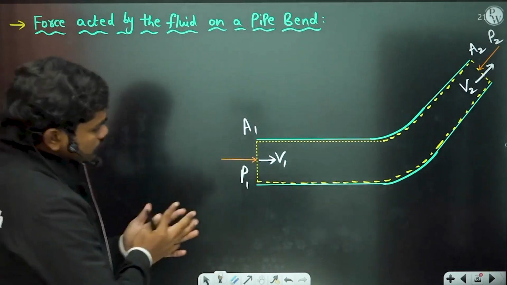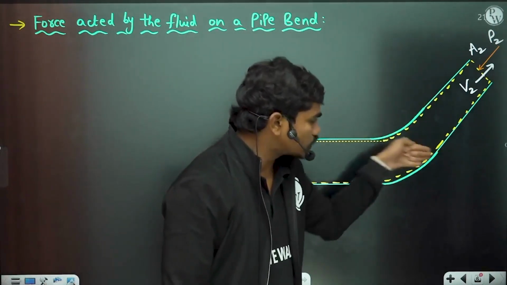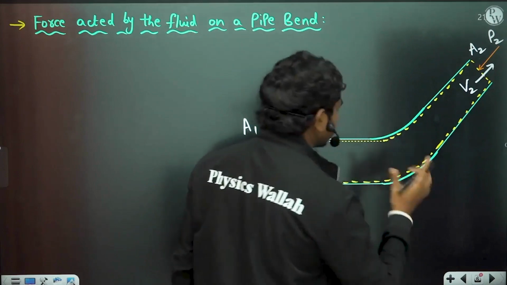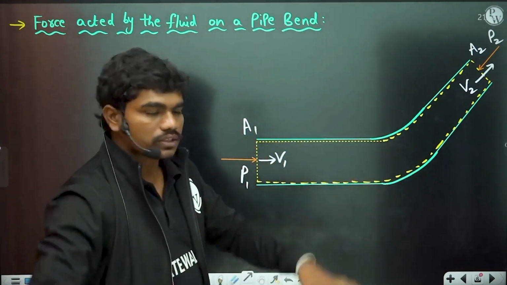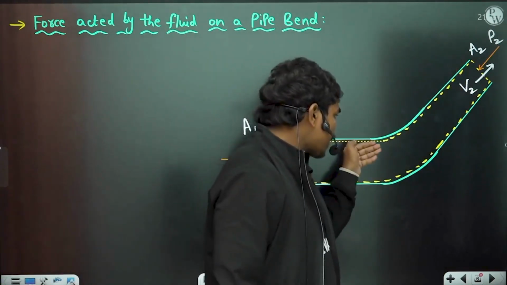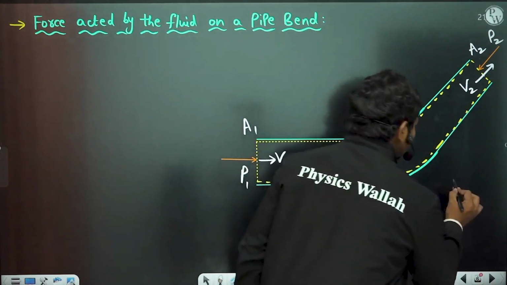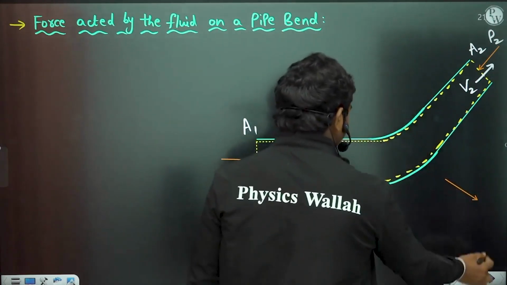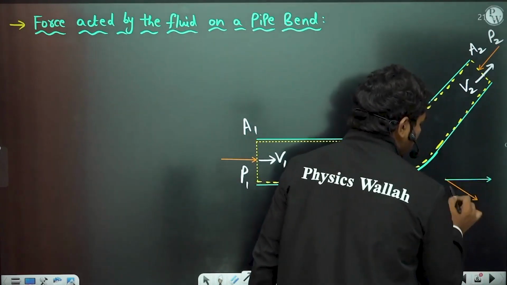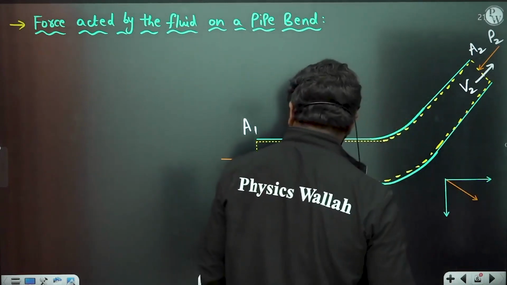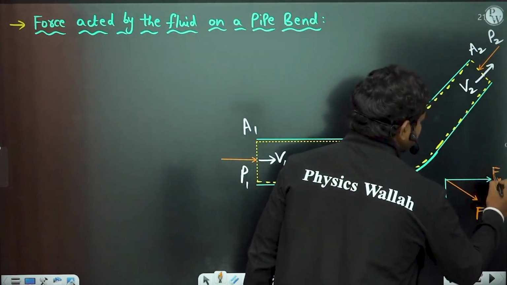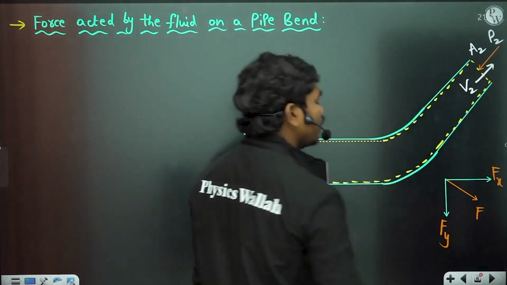Obviously, because of the fluid flowing, it will exert some force in this direction. Just on basic understanding, nothing of fluid mechanics, no equations: whenever fluid comes and hits this section, obviously there will be some downward force in this direction, correct? So if you resolve, you will get the force in this way, Fx, the x component of the force, and Fy here. So this is F, this is Fx and this is Fy. Clear? So Fx and Fy.